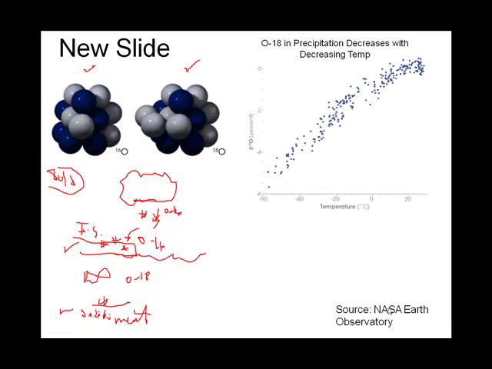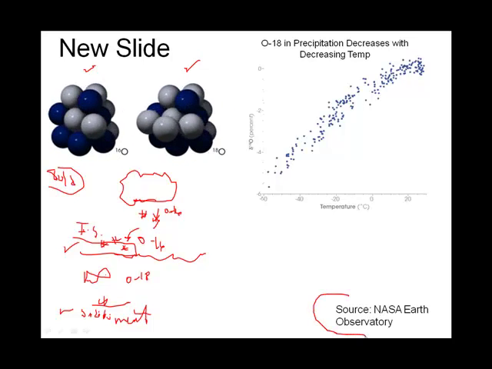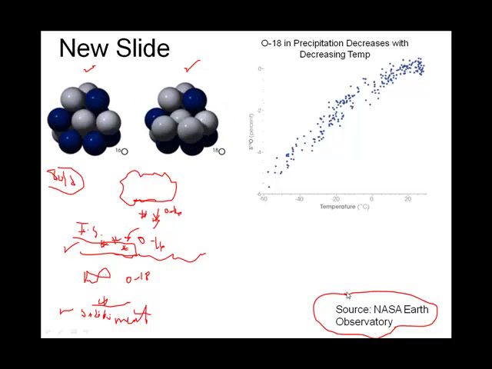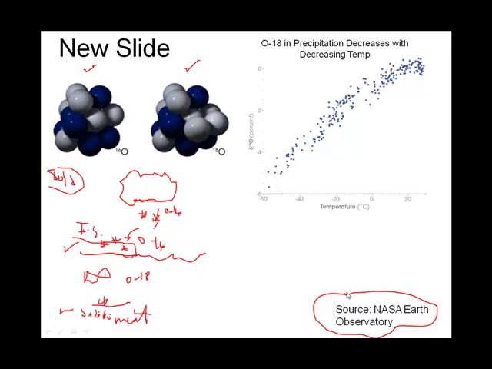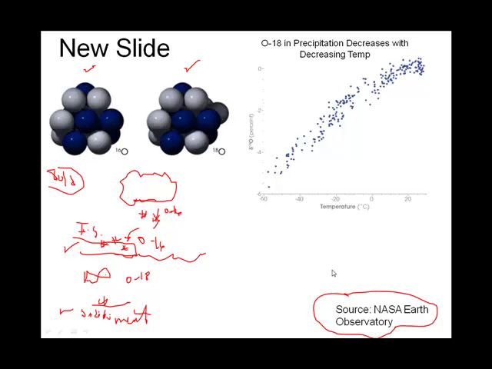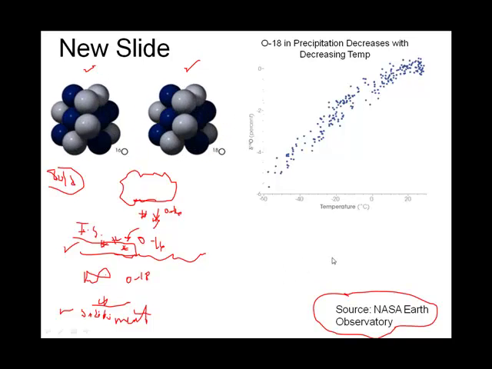If you're wanting to go out on the internet and find this, there's an article that I looked up to refresh on how this all works: NASA Earth Observatory. Probably type in oxygen isotopes. That's how I found it.